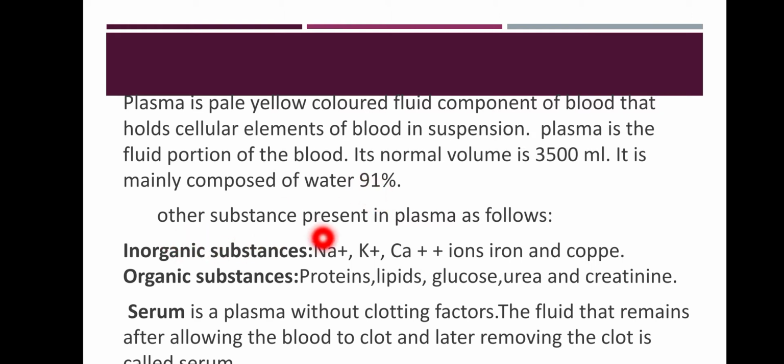The other substances present in the plasma are organic substances and inorganic substances. We will see the inorganic substances first. Inorganic substances are Na+, K+, Ca++ ions, iron and copper. Now the organic substances: proteins, lipids, glucose, urea and creatinine.